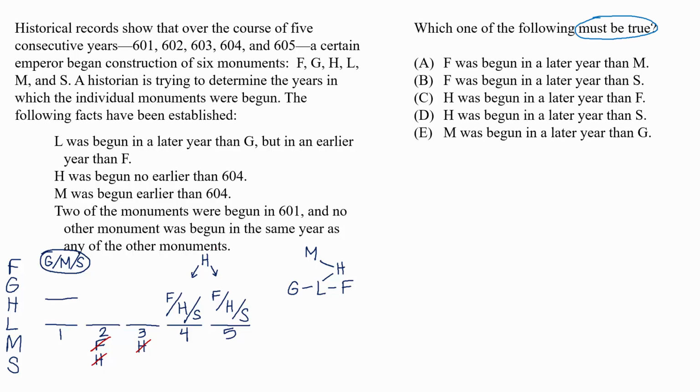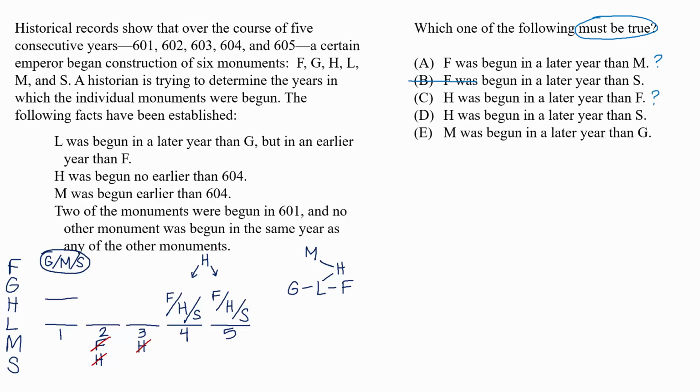None of the choices here are reflected in either our diagram or in our big chain of elements. For example, A says that F is later than M, but that isn't directly represented in our chain, since M and F aren't connected. B says that F is later than S, but we don't even know anything about S, so it's very likely that this choice is wrong. S just isn't restricted in any way. C says that H is later than F, but we don't see that in our group here, because H and F aren't directly connected. Let's leave this open.